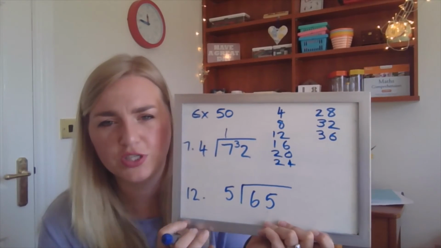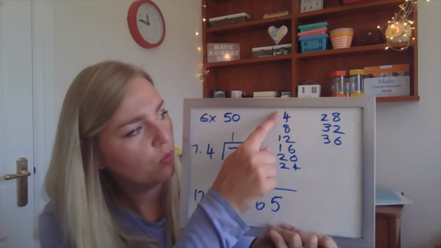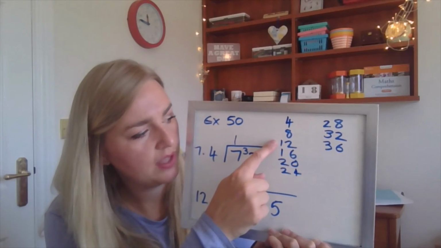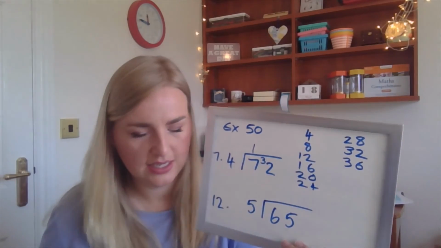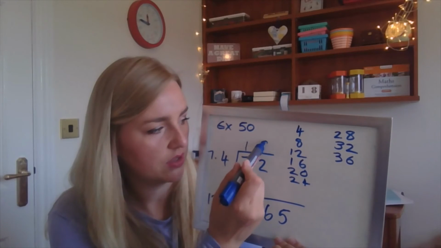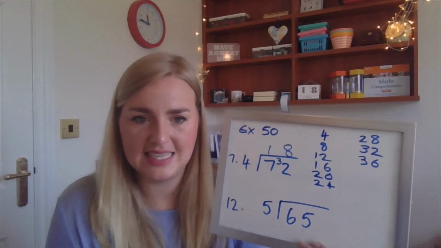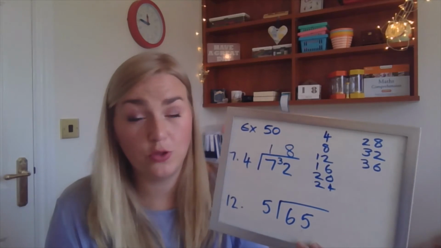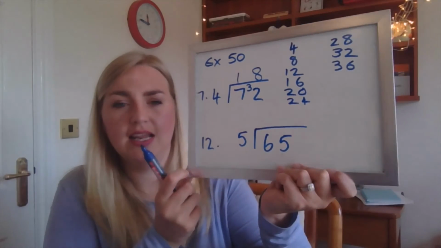Now we need to get to 32, counting in our 4s. So 1, 2, 3, 4, 5, 6, 7, 8. To get to 32, counting in 4s, it took 8 jumps. So 72 divided by 4 is 18. Can you show me how you would check if it's right using the inverse? How would you do that? Let's look at the next one then.